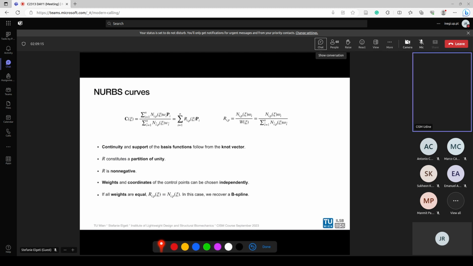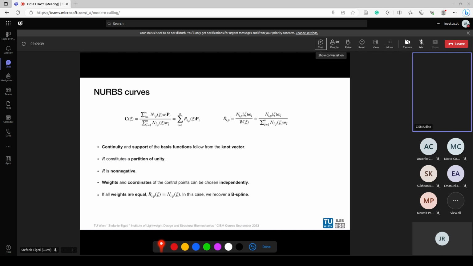So also for the NURBS, we have the structure first. Look here, only at this part. We have the curve as a function of a local parameter, and we have a basis function times a control point. That always stays the same. Now, in our case, because we want this rational polynomial, this basis function looks like this.